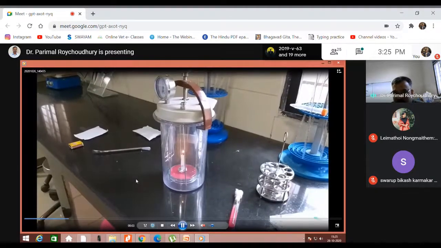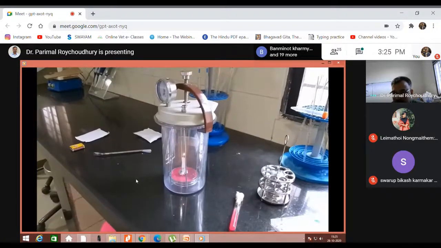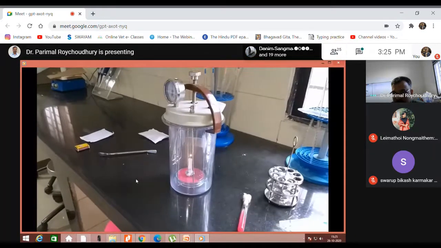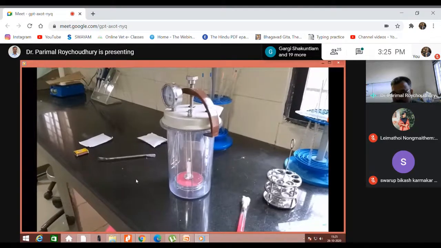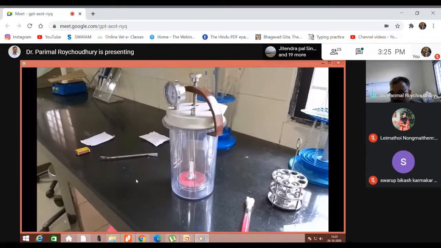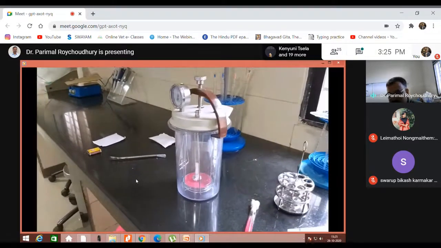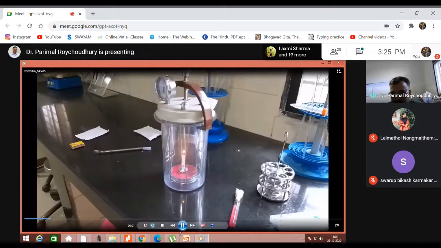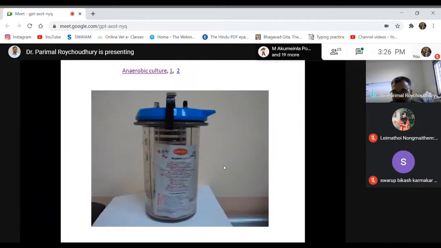So what will happen once the oxygen is totally burnt off? You can see that gradually the candle flame also goes off. So what happened? The oxygen is totally removed and is replaced with carbon dioxide. So inside this chamber a microaerophilic condition is now prevailing. Okay, so this jar, after the microaerophilic condition is created, we can keep inside an incubator for temperature.